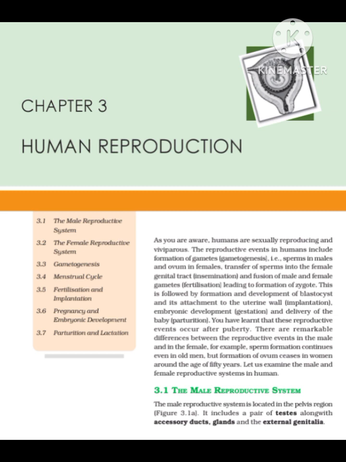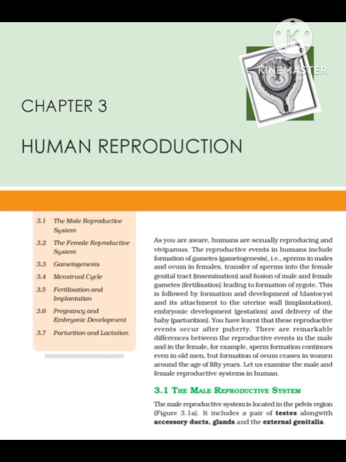As you are aware, humans are sexually reproducing and viviparous. The reproductive events in humans include formation of gametes, gametogenesis, i.e., sperms in males and ovum in females, transfer of sperms into the female genital tract, insemination, and fusion of male and female gametes, fertilization, leading to formation of zygote. This is followed by formation and development of blastocyst and its attachment to the uterine wall, implantation, embryonic development, gestation, and delivery of the baby, parturition.